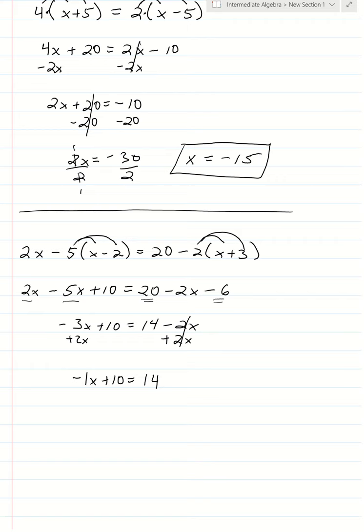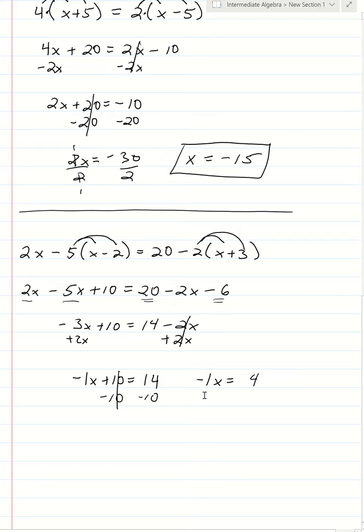Step 3, let's eliminate the constant. The constant is the 10. And since it's already being added, we have to do the opposite. So I'm going to subtract 10 on both sides. That would leave us now with a negative 1x on the left and a positive 4 on the right.